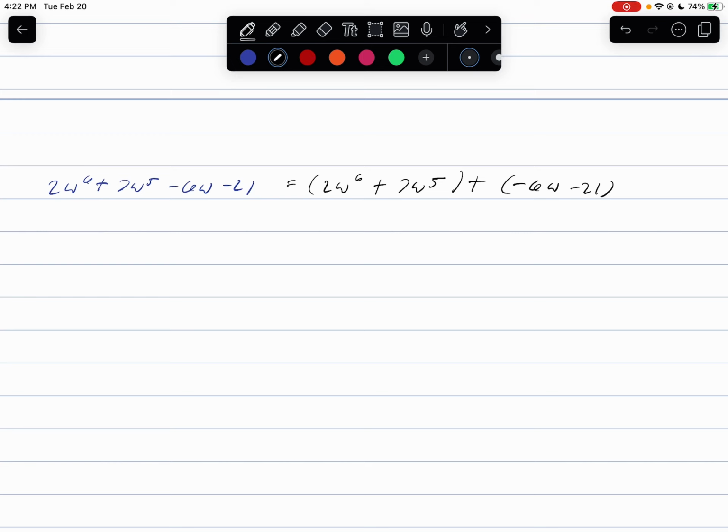Okay, so here we have 2w to the 6th plus 7w to the 5th. Well, 2 and 7 are both prime numbers, meaning they're only divisible by 1 and themselves. 2 has factors of 1 and 2, and 7 has factors of 1 and 7. So we can't pull either of those out. But we have w to the 6th and w to the 5th, so we can rewrite this as w to the 5th times 2w plus 7. Okay, so now we want to see if we're able to factor something out of negative 6w minus 21 so that we can get 2w plus 7, okay? So let's see if we can do that.